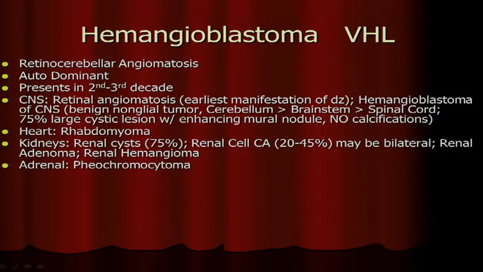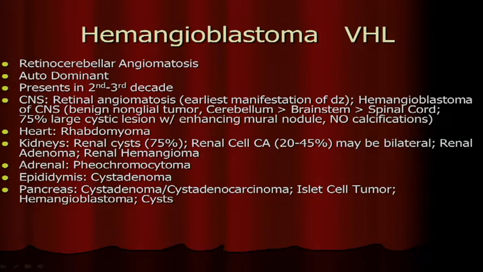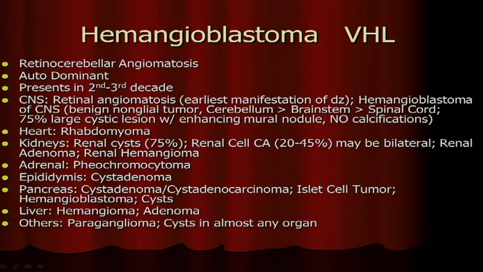The adrenals can get pheochromocytomas. The epididymis can get cystadenomas. Pancreas can get cystadenomas, cystadenocarcinomas, islet cell tumors, hemangioblastomas, and cysts. Liver can get hemangiomas or adenomas. They can get paragangliomas. They can get cysts in almost any organ.